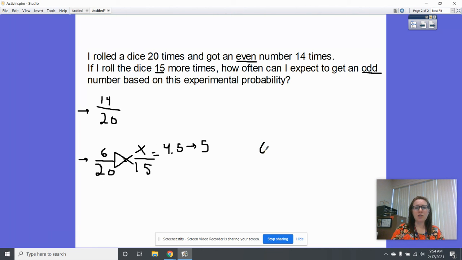The other strategy that we could have used instead is 6 out of 20 is 30%. So we could have done 30% times 15. Again, that's going to equal 4.5, and we're going to round up to 5. So those are the two different strategies we could have used. But notice how these two things are different. Theoretical probability was based on what we think will happen. Experimental probability is based on what has happened so far. So that is making a prediction based on probability.